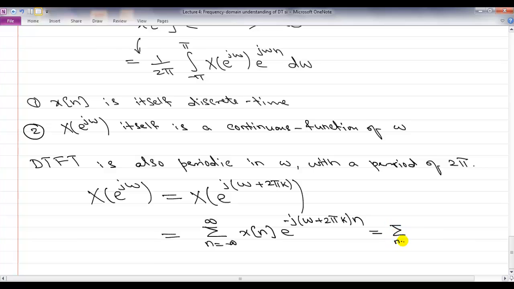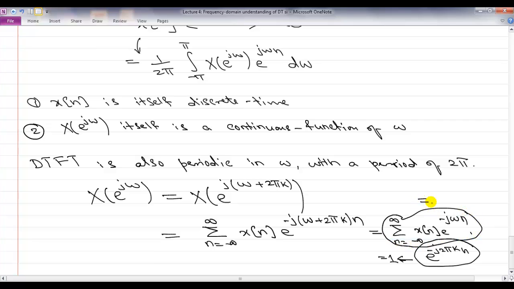So if I do that, I'll get the sum over n from minus infinity to infinity of x of n, e to the minus j omega n, times e to the minus j 2 pi k n. But e to the minus j 2 pi k n, if k is an integer and n of course is an integer, is equal to 1. So we are only left with the original expression, which is equal to X of e to the j omega. So if I change my omega by a factor of 2 pi, I get back exactly the same thing. Okay.